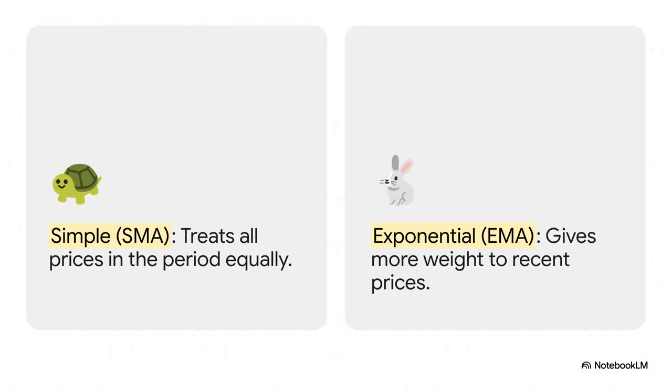Now, you've got a couple of flavors of these, simple and exponential. The main difference is that the exponential, or EMA, pays more attention to what's been happening lately. But honestly, the key thing to remember is that they both do the same job. They help analysts see the real trend behind all the day-to-day chaos.